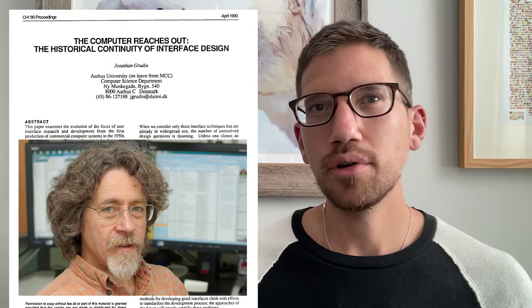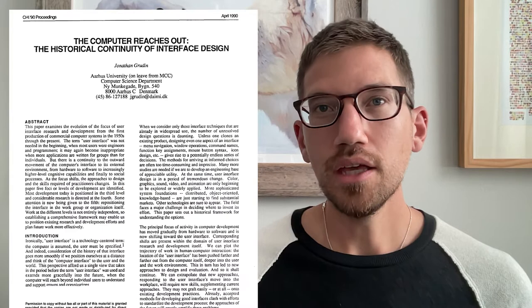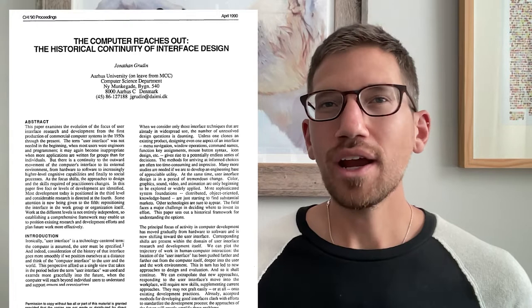The paper I want to discuss is called The Computer Reaches Out by Jonathan Grudin. Professor Grudin is a researcher at Microsoft. He's a professor of human-computer interaction, and over his long career, he's conducted a lot of groundbreaking work in collaborative software. So this paper was published in 1990, and fundamentally, it's trying to answer the question, where did the field of user interface research and development come from, and where is it going?